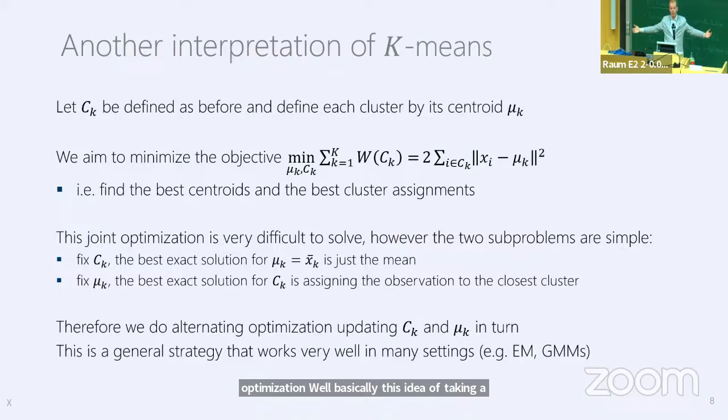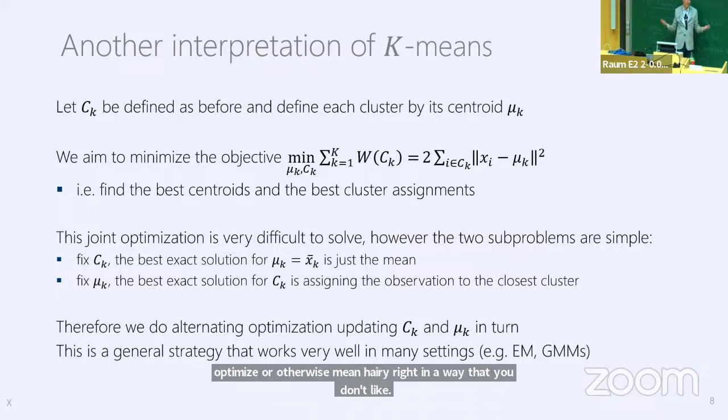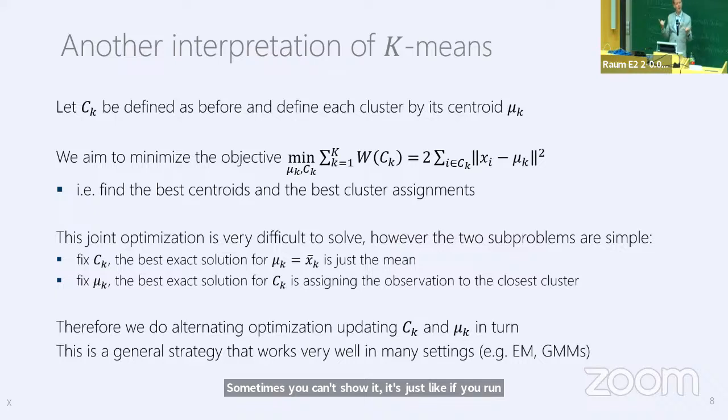You encounter these types of problems very, very often in machine learning, these optimization problems. And sometimes you can show that this is NP hard to optimize or otherwise hairy, right, in a way that you don't like. Sometimes you can't show it. It's just like if you run it, then it sucks. So very often we break it into two parts. And this very often works remarkably well. It's one of the reasons why k-means works so well and why we hate it / love it so much. But this is a very general strategy. You haven't seen this much within this lecture series, but you will see it elsewhere.